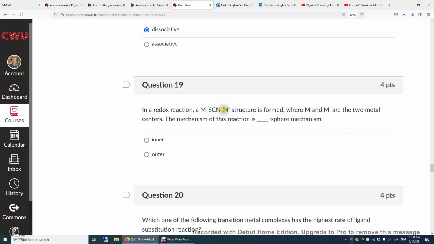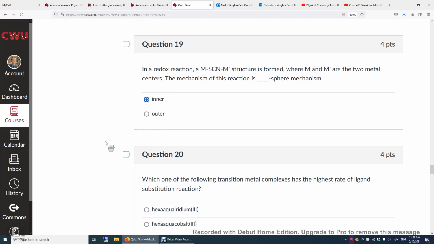In a redox reaction, this structure is formed, obviously it's inner sphere mechanism. In the inner sphere mechanism, a ligand is bonded to 2 different transition metals. This serves as a bridge. This is a thiocyanate ligand with 2 points of attachment. So this sulfur is bonded to one metal, this nitrogen is bonded to another metal, and the electron flows across this SCN bridge.